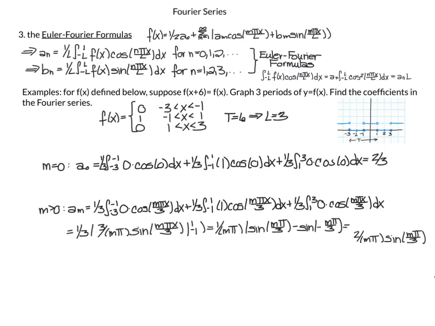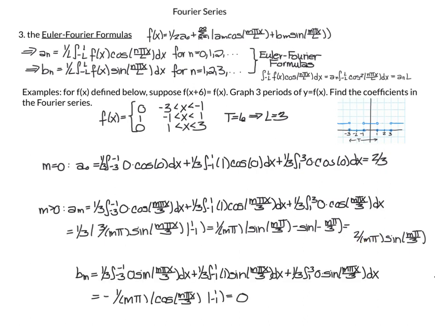When I plug in my 1, I get my sine of m pi over 3. Plug in -1, I have my sine of negative m pi over 3, but because sine is an odd function, then this becomes negative, and with this negative it becomes positive, sine of m pi over 3. So we have the 2 times sine of m pi over 3, also divided by m pi.